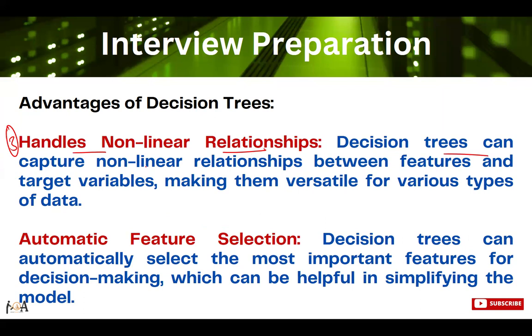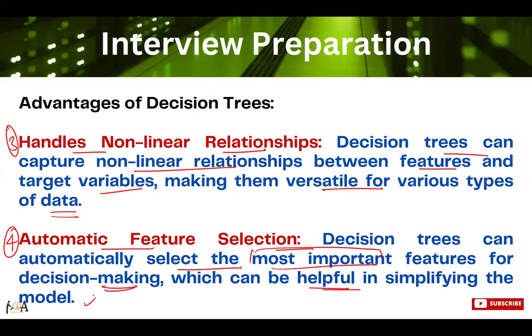So decision trees can capture non-linear relationships between features and target variables, which makes decision trees versatile for various types of data. The fourth important advantage of decision trees is automatic feature selection. So a decision tree can automatically select the most important features of the data set for decision making, which can be helpful for simplifying the model, right?